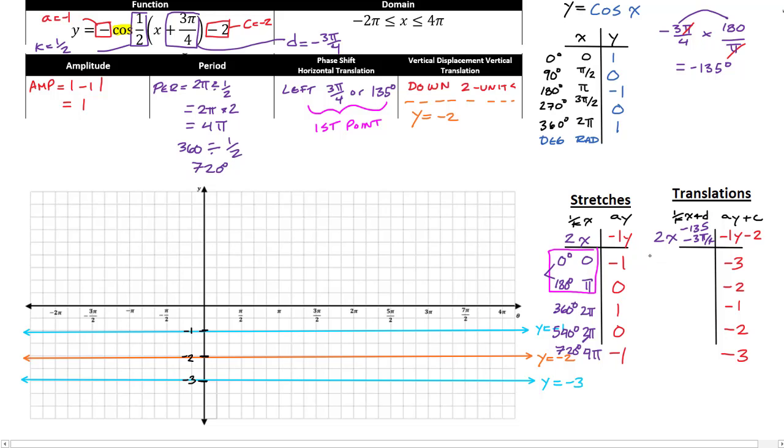I don't even usually make the table, once you get really good at this stuff. I just go, all right, well, 0 minus 135 is negative 135 degrees. Or if I'm looking at the radian measure, well, 0 minus 3 pi over 4, I'm just going to start at negative 3 pi over 4. Now, the only thing we have to be careful about is, where is that on our graph?